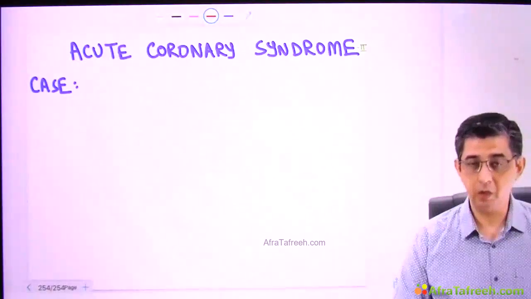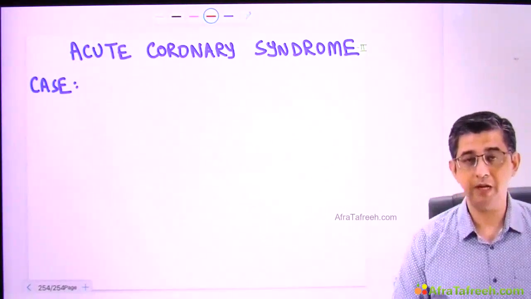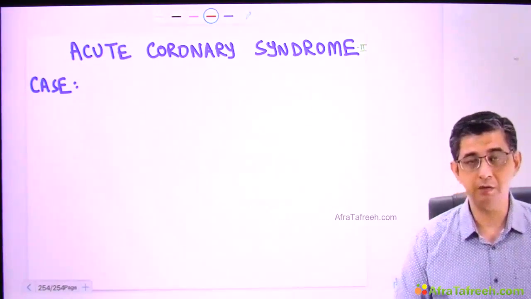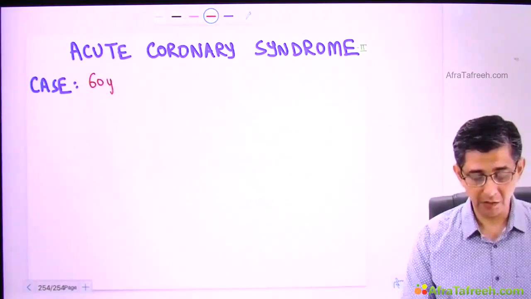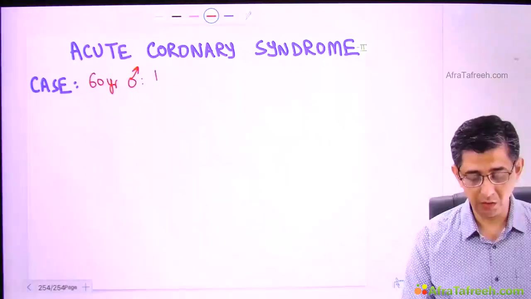Welcome back, guys. I shall now be explaining to you in a case-based scenario ST elevation MI versus non-ST elevation MI, and then we'll compare the treatment as well. At the moment, my patient is 60 years of age. He is a known case of hypertension.